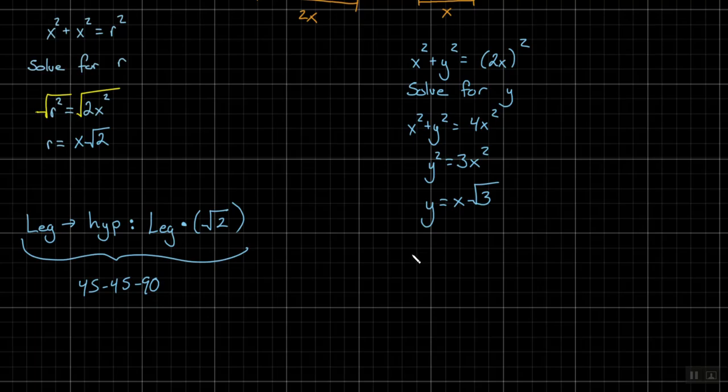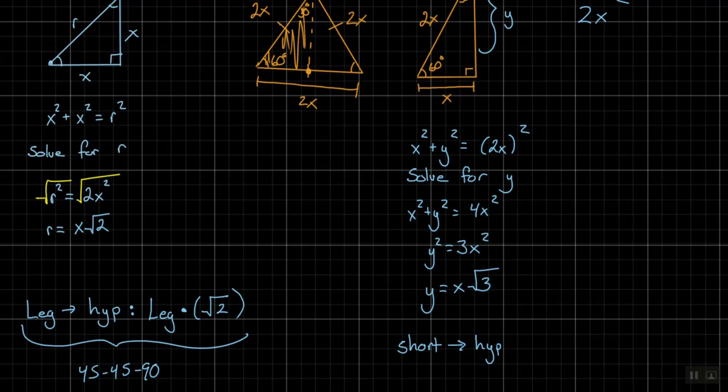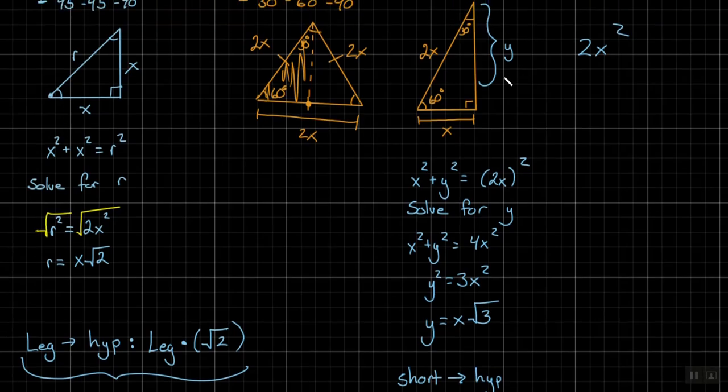Who is the queen here? The short leg. So I'm only going to talk from the short leg. If we want to go from the short to the hypotenuse, and we look just at this picture, and I'm going to make sure I can say that this is x root 3 now that we found it. To go from the short leg to the hypotenuse, what do we do? Times 2.